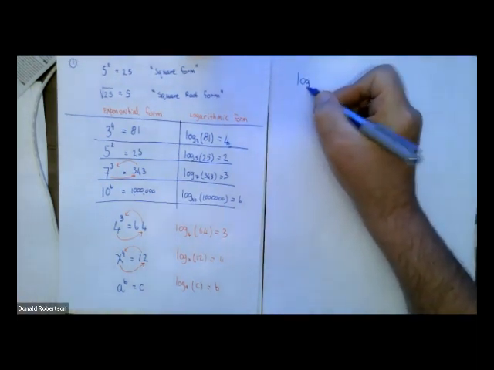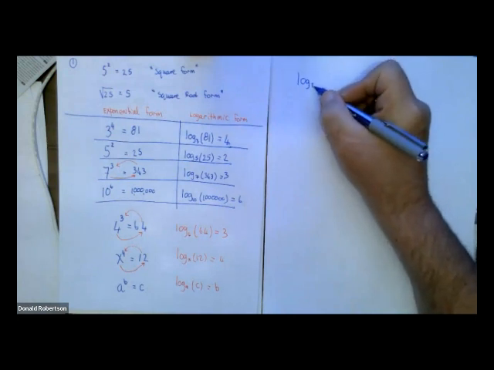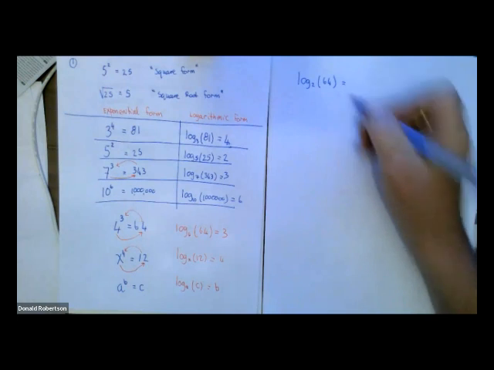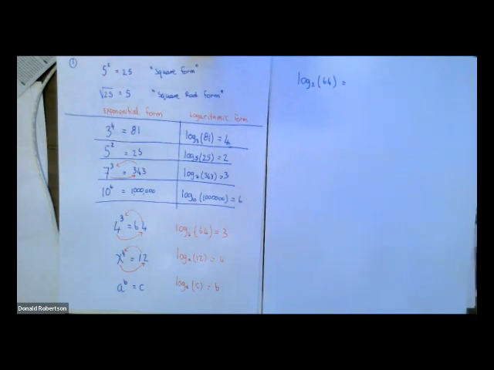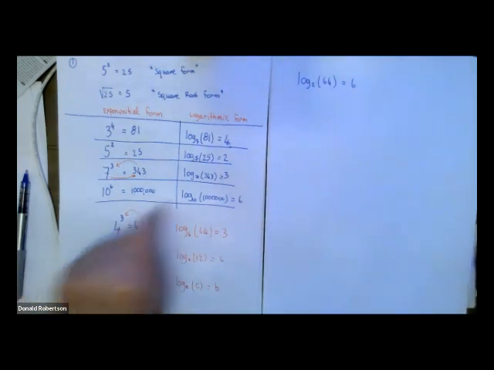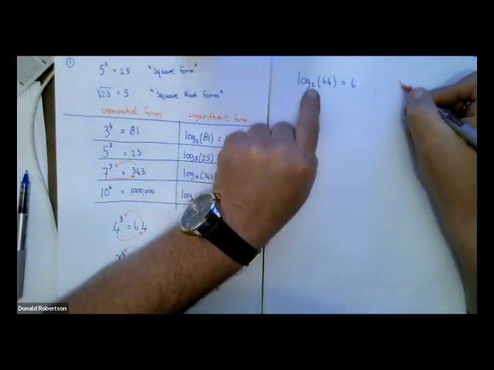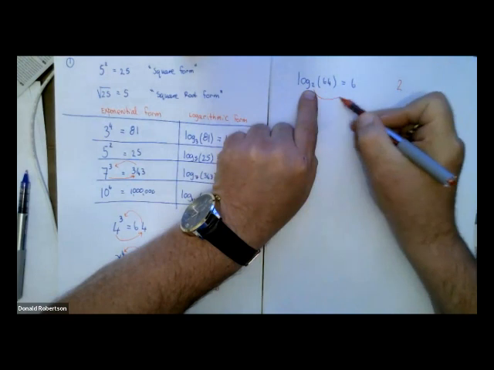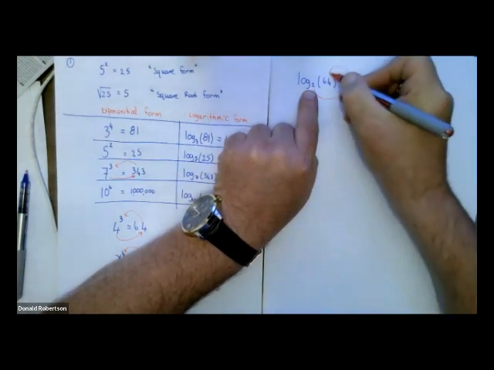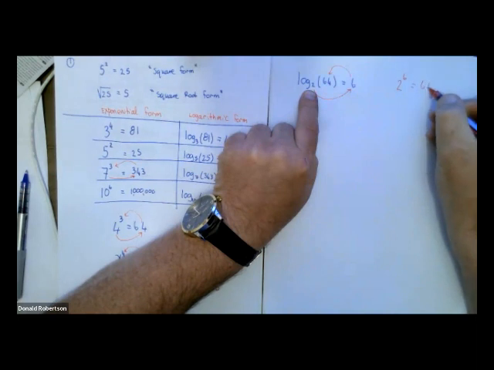So suppose I say the log to the base 2 of 64 is equal to 6, which you'll have to trust me right now is true. That is its logarithmic form. Well, I would like to turn this into exponential form. Start at the base. Let's do that circle of life thing. 2 to the power of 6 equals 64.